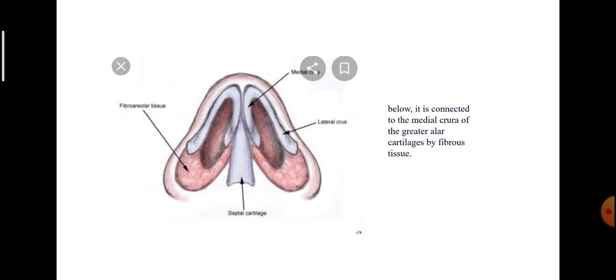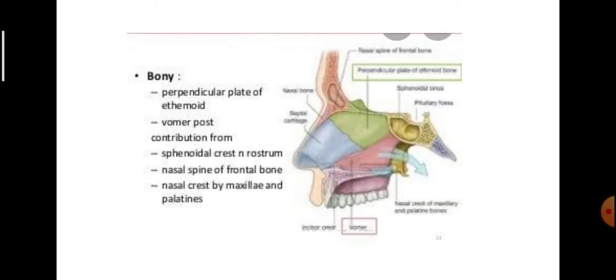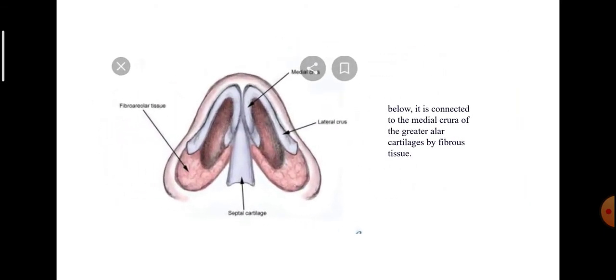This is the lowest part of the cartilaginous part of the nasal septum, and it is connected to the medial crurae of the greater ala cartilage, and that connection is by fibrous tissue.